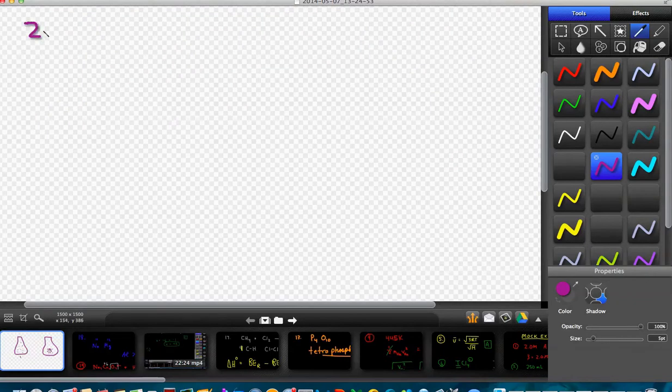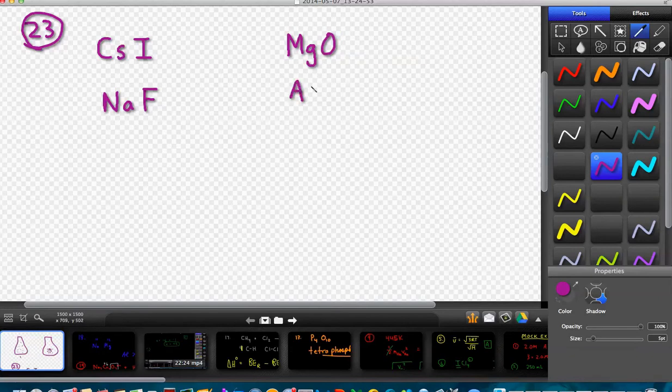Number 23. Ionic salts with the highest melting point. So we have CsI, we have NaF, we have MgO, we have AlN. And I'm going to turn this into a question that it isn't, just to give you something more complete. Let's arrange these in order of decreasing melting point.